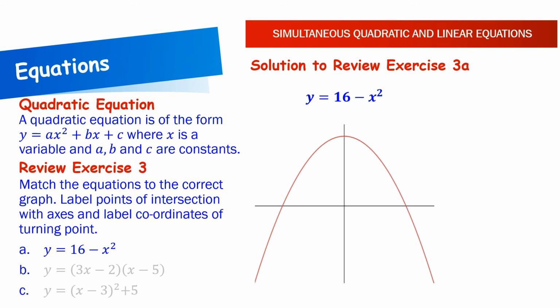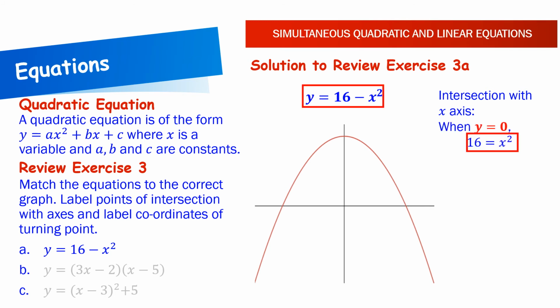So let's now look at each graph and label the points. Now the intersection with the x-axis of the curve y equals 16 minus x squared is found when y equals 0. So when y equals 0, 16 minus x squared equals 0, or 16 equals x squared, as shown. In other words, x is equal to plus or minus 4. So we have 4, 0 and minus 4, 0 as 2 points of intersection with the x-axis.